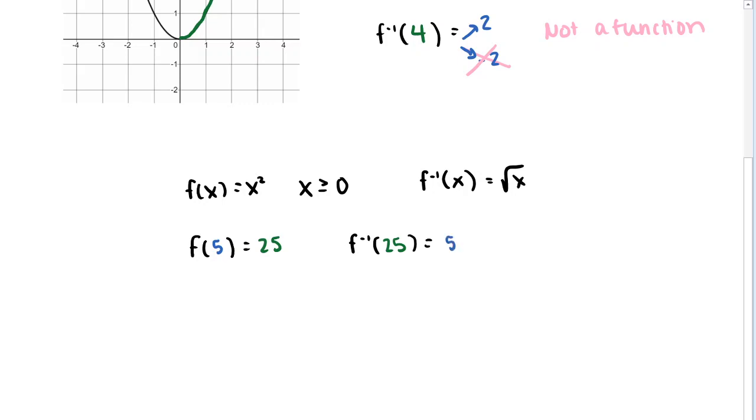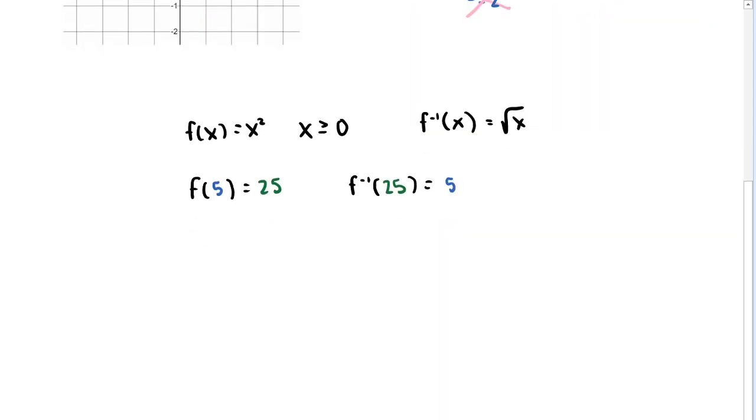And this would be true for all values we plug into our function that are greater than 0. So notice, though, that f inverse of x is equal to the square root of x. This is only the inverse for x greater than or equal to 0. It's only the inverse to our original function for x greater than or equal to 0. Notice it does not undo the function when we try to plug in a negative value into our input.